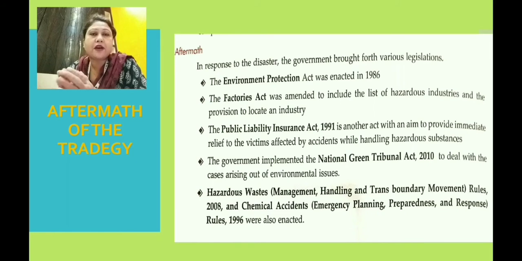Then what happened in the aftermath of the incident? In response to the disaster, the government brought forth various legislation. The first one was the Environment Protection Act, enacted in the year 1986. Then the Factories Act was amended to include the list of hazardous industries and the provisions to locate an industry. Then the Public Liability Insurance Act 1991 is another act, with an aim to provide immediate relief to the victims affected by accidents while handling hazardous substances.